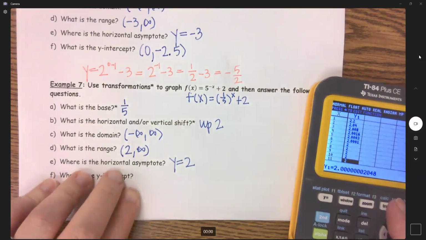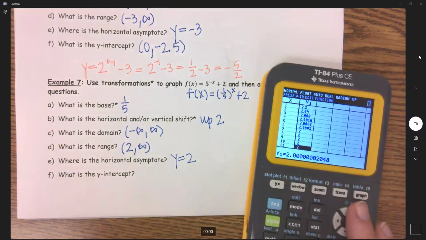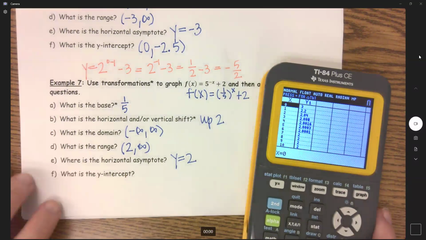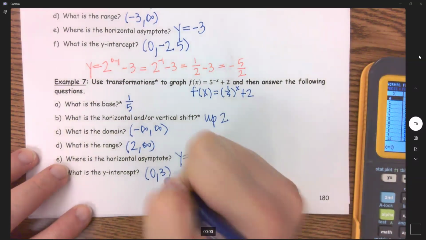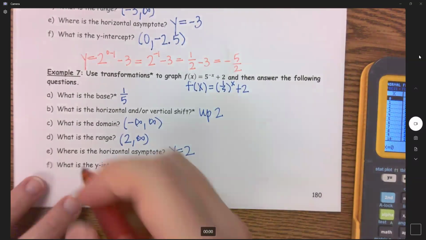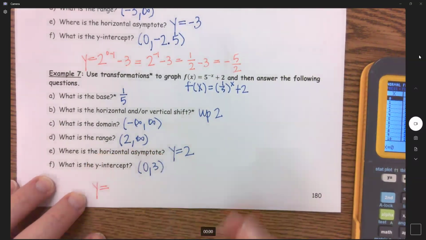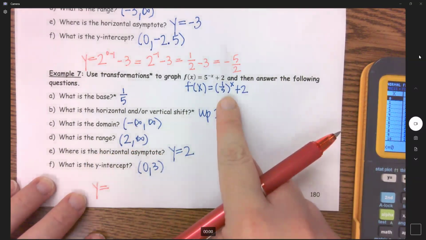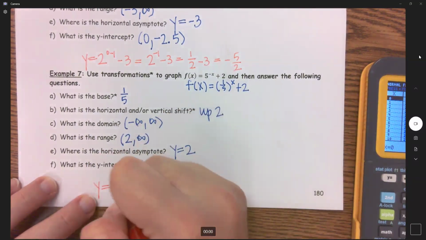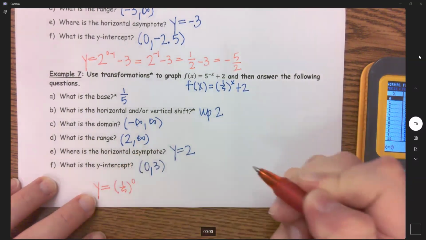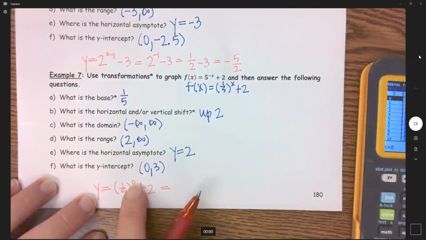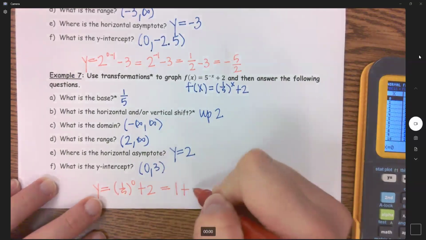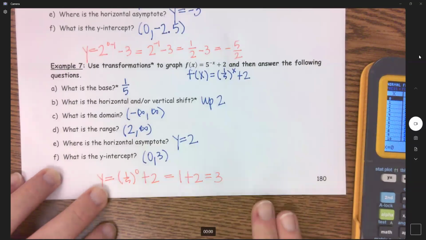And then where's the y-intercept at? Since we have that calculator out, it's right here at 0, 3. But just to torture you, we can still do this by hand. So if I do it in this form here, we have (1/5) to the x power plus 2. Anything to the 0 power is 1, and 1 plus 2 gives you 3.